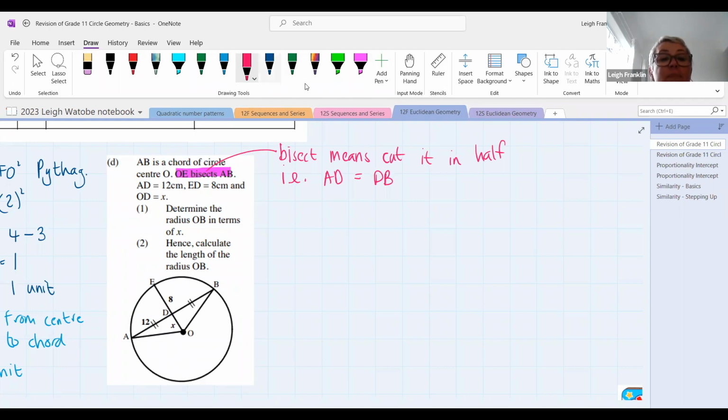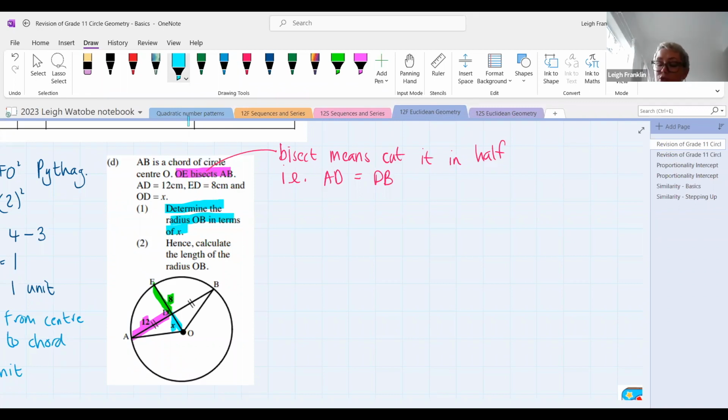Okay, so this bit over here is 8. This bit over here is X. And this little bit over here, let's just use a different color. We'll use pink. That bit over there is 12. All right. What do they want us to do? The first question asks us to determine the radius OB in terms of X.